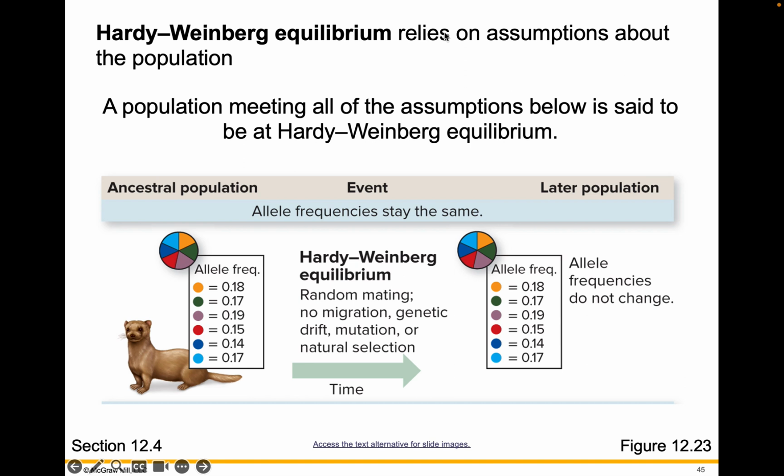Hardy-Weinberg equilibrium relies on assumptions about a population. A population meeting all the assumptions of Hardy-Weinberg is said to be at Hardy-Weinberg equilibrium. And these are the assumptions: random mating, no migration, no genetic drift, no mutation, and no natural selection. If this is true, then the population is not evolving, and allele frequencies at the beginning should be the same as allele frequency at the end of whatever time frame you're looking at.